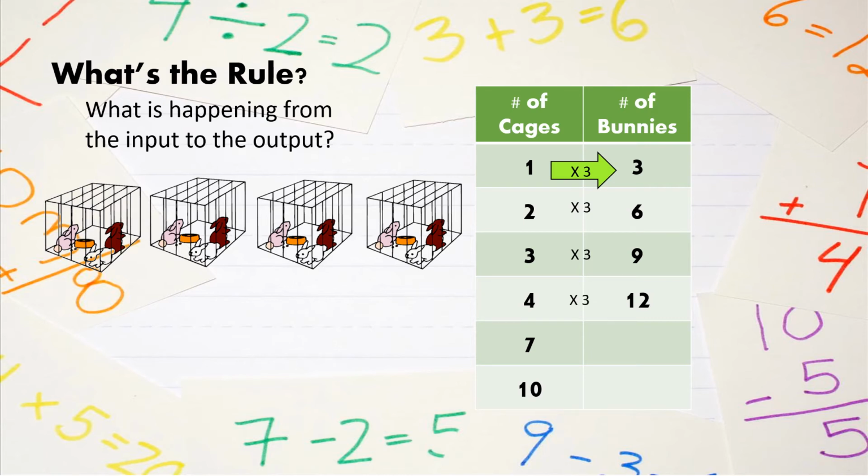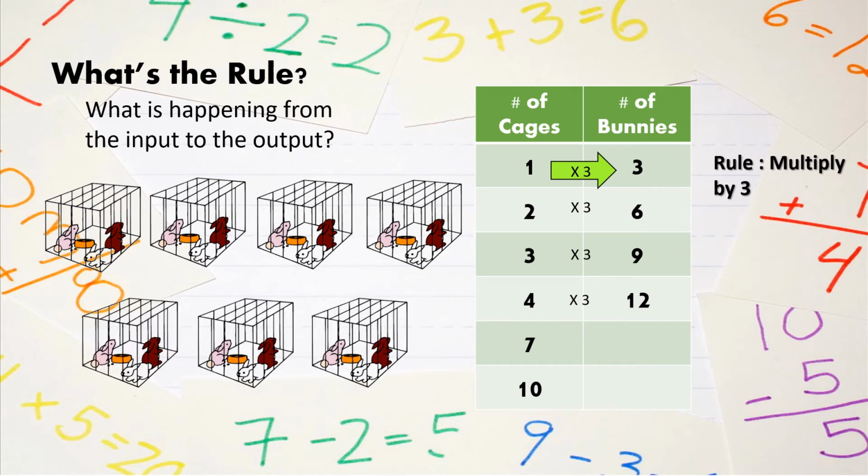So I can see that here my pattern is going to be multiply by 3. So if I were to continue this pattern of multiplying by 3, and I was at 7 cages, notice I went from 4 to 7, and that's not really a pattern, and this is why we don't go from input to input. We go from input to output. So if I multiply by 3, I would get 21, and I could use repeated addition. And if I had 10 cages with 3 rabbits in each cage, then I would multiply by 3 and get 30.